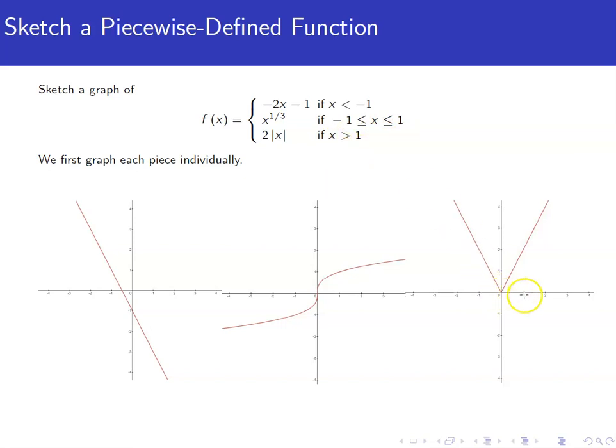For the third one, we would start at the point 1, 2. We would put an open circle there and draw the piece off to the right because we're only interested for when x is greater than 1.